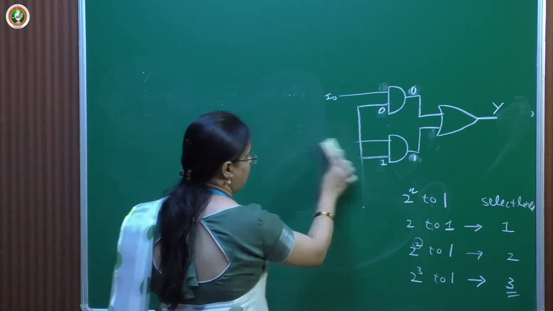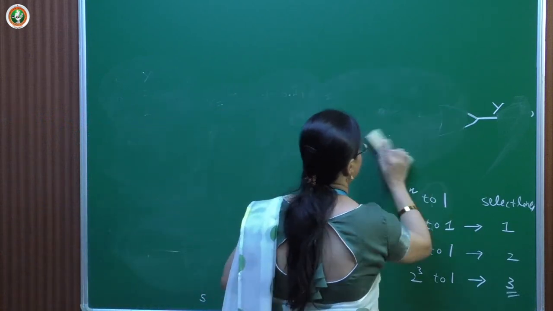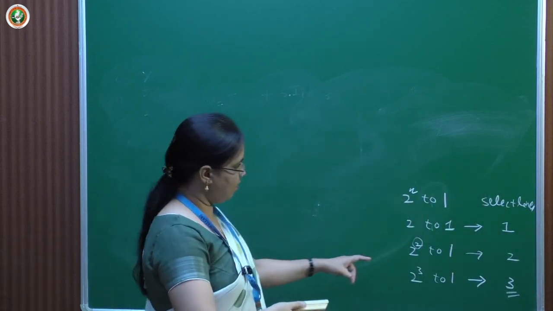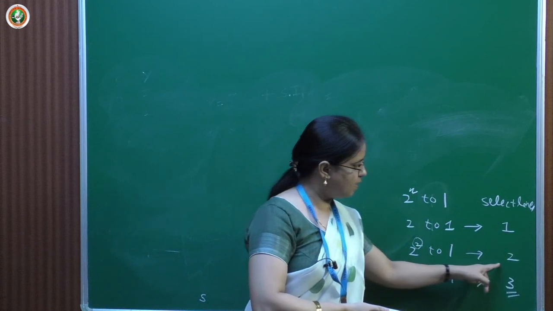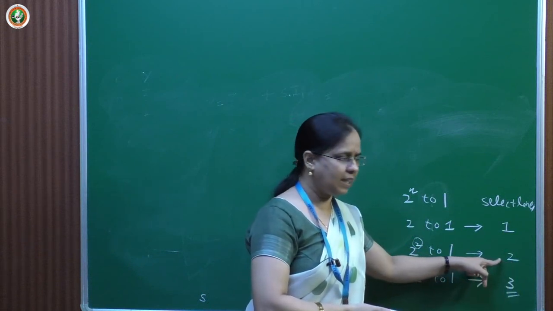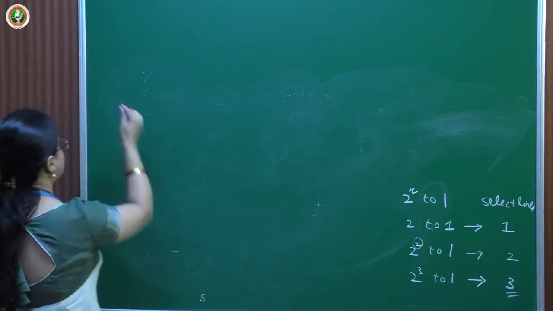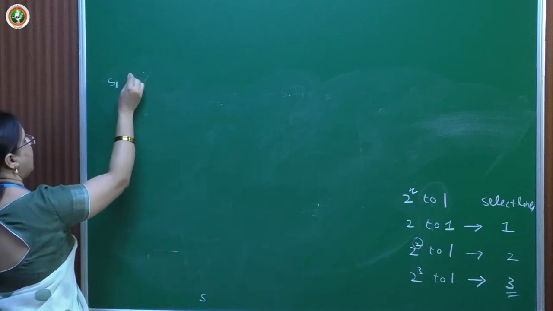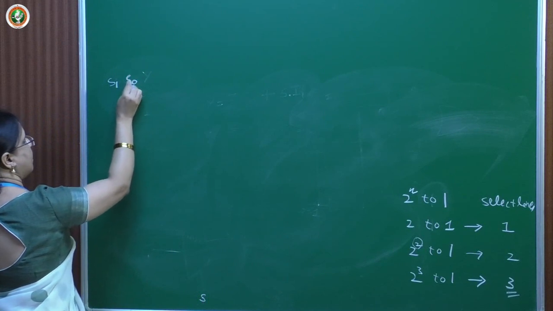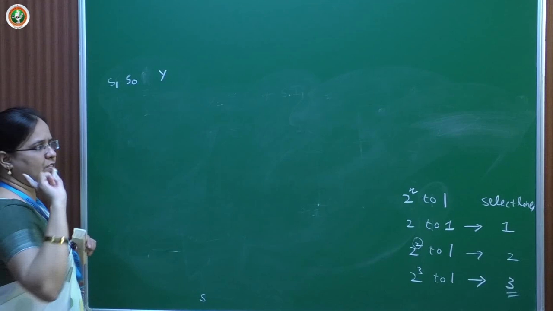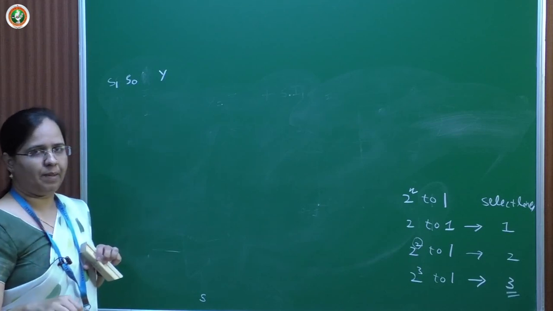So obviously, as I have just explained, depending on this data, I can say that 2 power 2 to 1 means there will be how many select lines? 2 select lines. So what we are going to do? There will be 2 select lines, S1 and S0, I am taking. Okay. Then after that, how many outputs will be there? There will be always one output for any multiplexer.